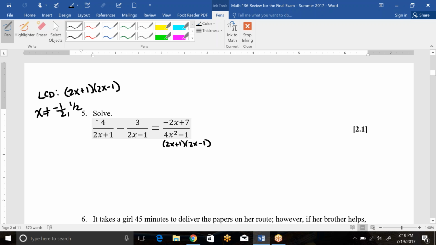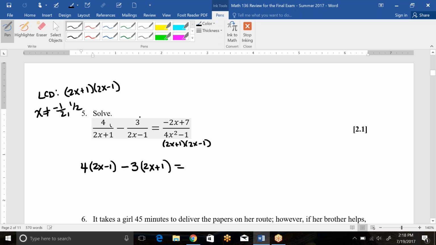So essentially what happens here is you multiply each piece by the LCD. What that does is it clears the fractions and it just leaves the numerator times the part that was missing in the denominator. So if we multiply the first one by this, the 2x plus 1s cancel and you have 4 times 2x minus 1. Don't forget your minus sign here. We'll have our 3. The 2x minus 1s would cancel, so we're left with 2x plus 1.